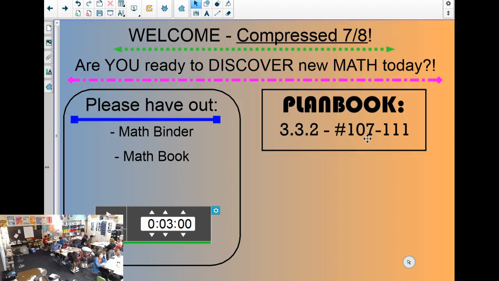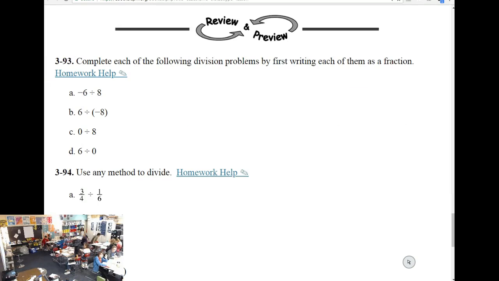Continue the previous day's notes, or you can start a new one, but you need graph paper out. Tonight, 332, 107 to 111. Any issues with the lesson yesterday or the homework from yesterday? I'd love to take those questions to start.